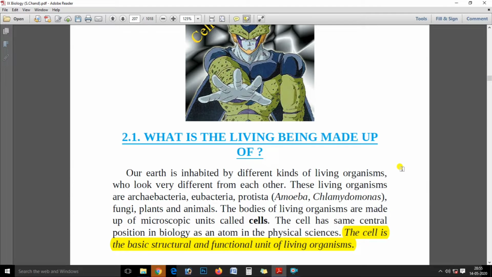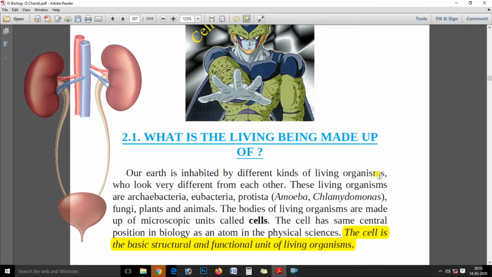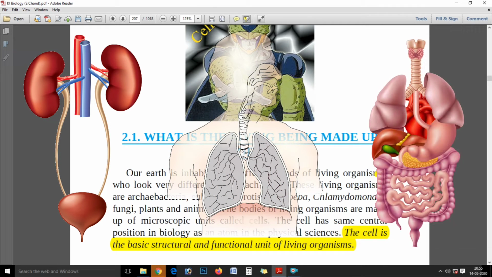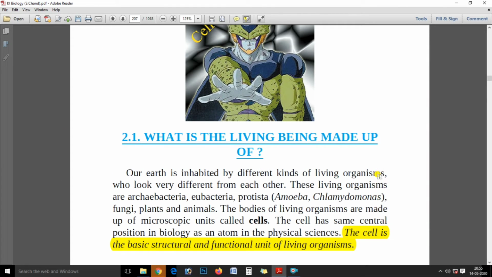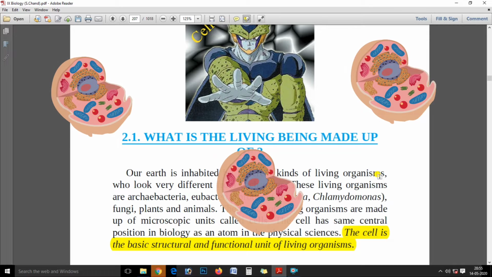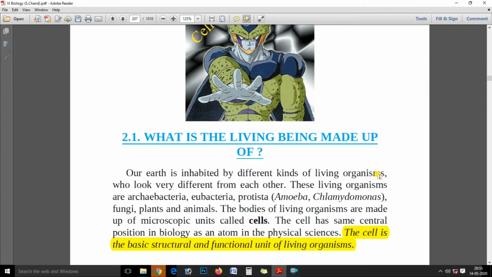Now the functional unit. Whatever functions living organisms possess, suppose excretion, respiration, digestion, movement, reproduction, whatever the function is, every function is done by these tiny cells. That is why it is called the functional unit of life, and together they are called the fundamental unit. Fundamental means most important.